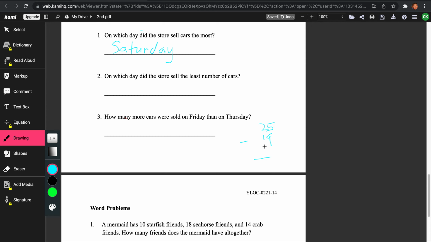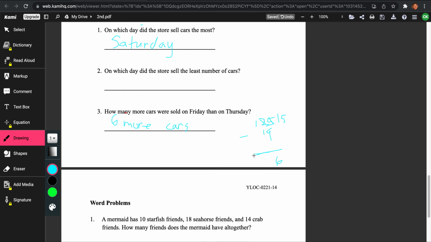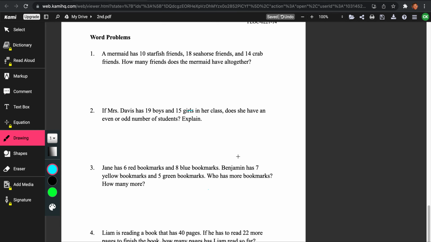Okay, 25 minus 19. So 5 minus 9, that's not possible. Carry 1, change that to 15. 15 minus 9, that's 6. 1 minus 1, that's 0. So how many more cars did they sell? It's 6 more cars. There you go.